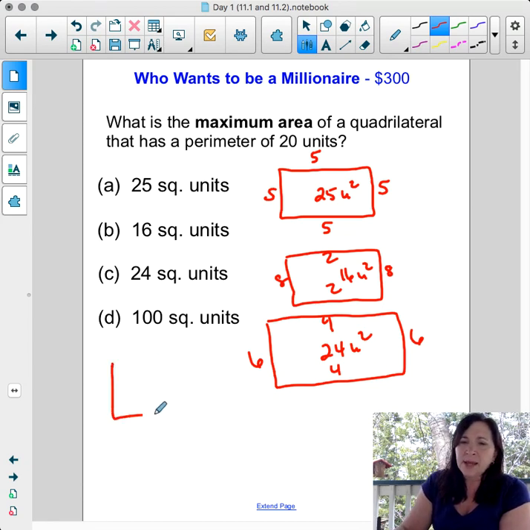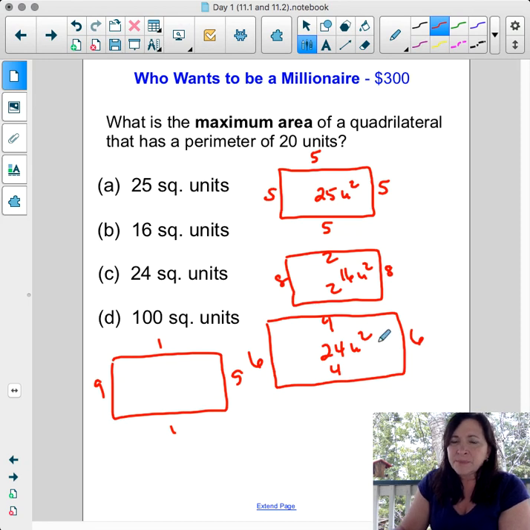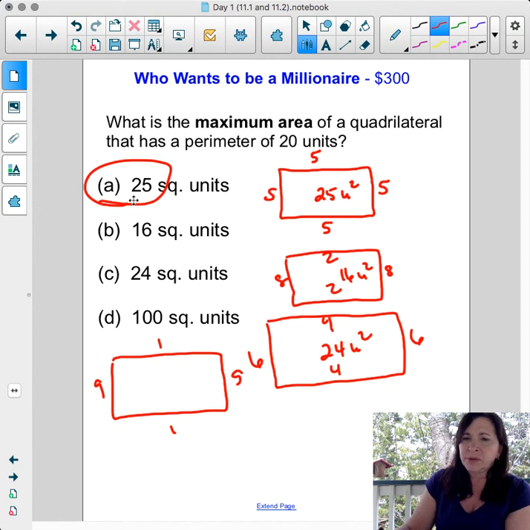I also could try a 9. 9 here, 9 here, 1 here, 1 here. 9 times 1, that's just 9. That's not going to work. So to me, it looks like the maximum area is going to be 25 square units, or units squared.